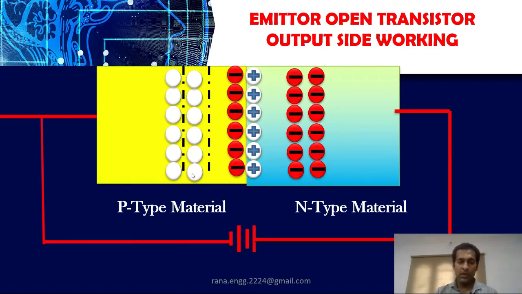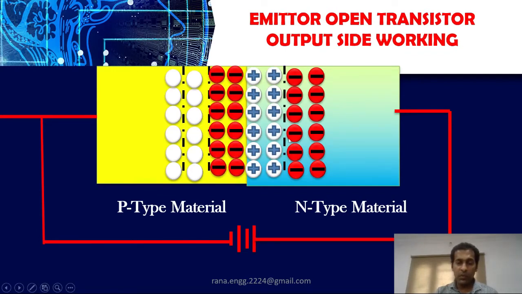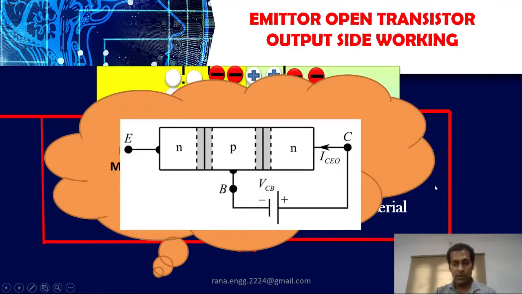The output side is normally connected as reverse bias. In reverse bias, the depletion region increases, so there will be more depletion region and there won't be any flow. But there are a few minority carriers here. At the N side, the holes are minority carriers. At the P side, electrons are minority carriers. These minority carriers will form some amount of current, the minority current.